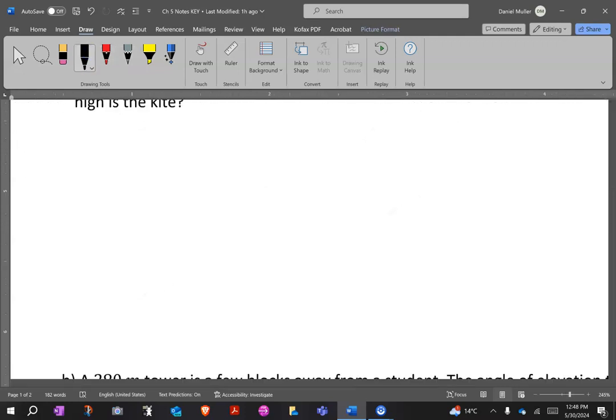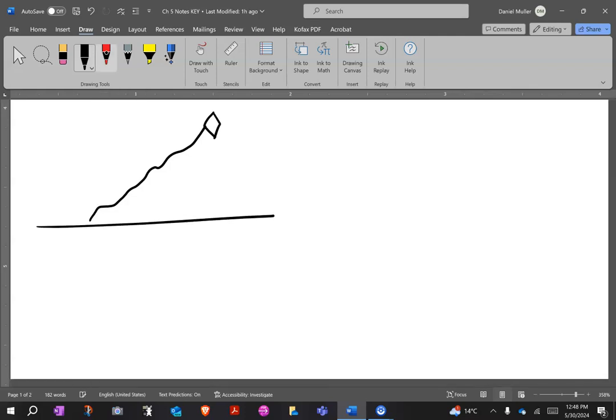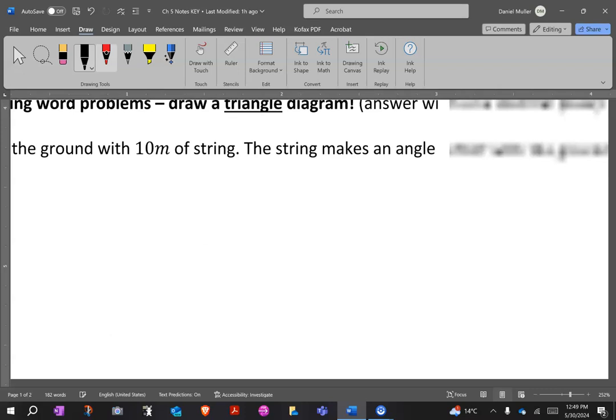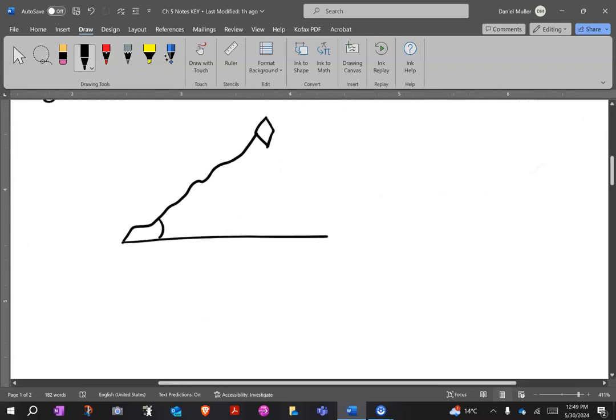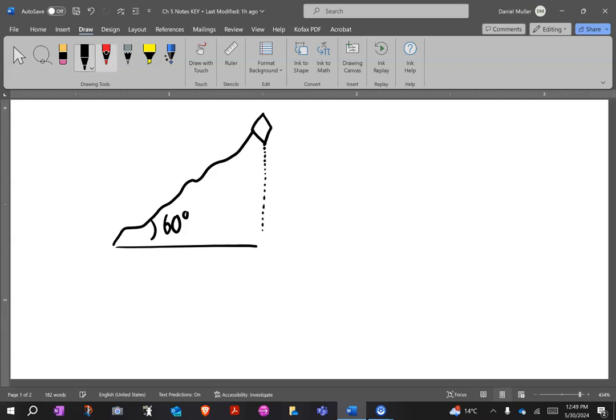So usually it's kind of helpful to draw something. So you've got maybe a kite here, and it's staked down to the ground. So we got the ground there. And it says with the ground, it makes an angle of 60 degrees. So this, I believe, is 60. Yeah, so we want to make this angle 60 degrees. And then we want to know, well, how high is this kite?